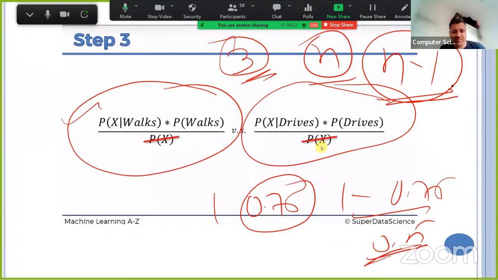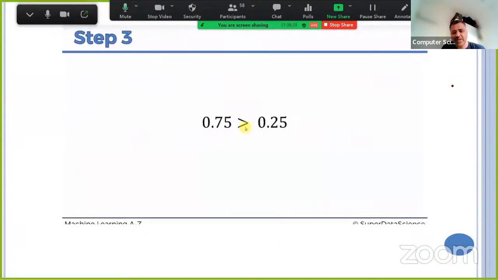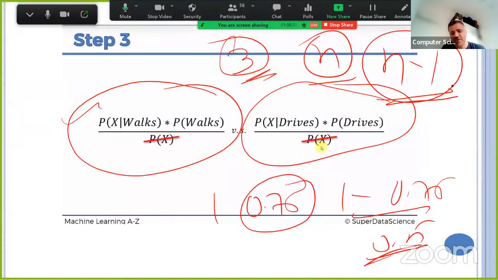If there are 4 तो आपको 3 के लिए calculate करना है. So this is the point. If you have more than 2 classes then you have to compare the value of n-1 classes so that you can get your values. So this is naive Bayes. So let's quickly implement it.